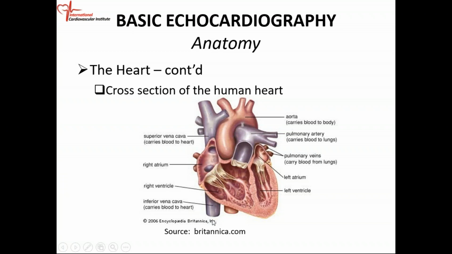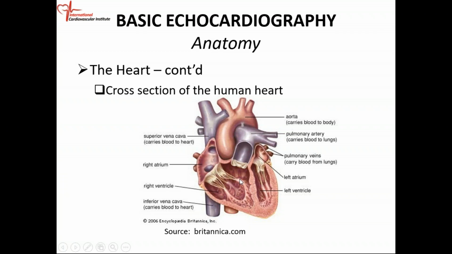Again, your inferior vena cava, which carries deoxygenated blood, and your superior vena cava, which carries also deoxygenated blood, empties into the right atrium. So they're going to dump deoxygenated blood into the right atrium. Then the blood is going to travel across the tricuspid valve into the right ventricle. It's going to leave from the right ventricle across the pulmonary valve into the pulmonary trunk. So this is what we call the pulmonary trunk.